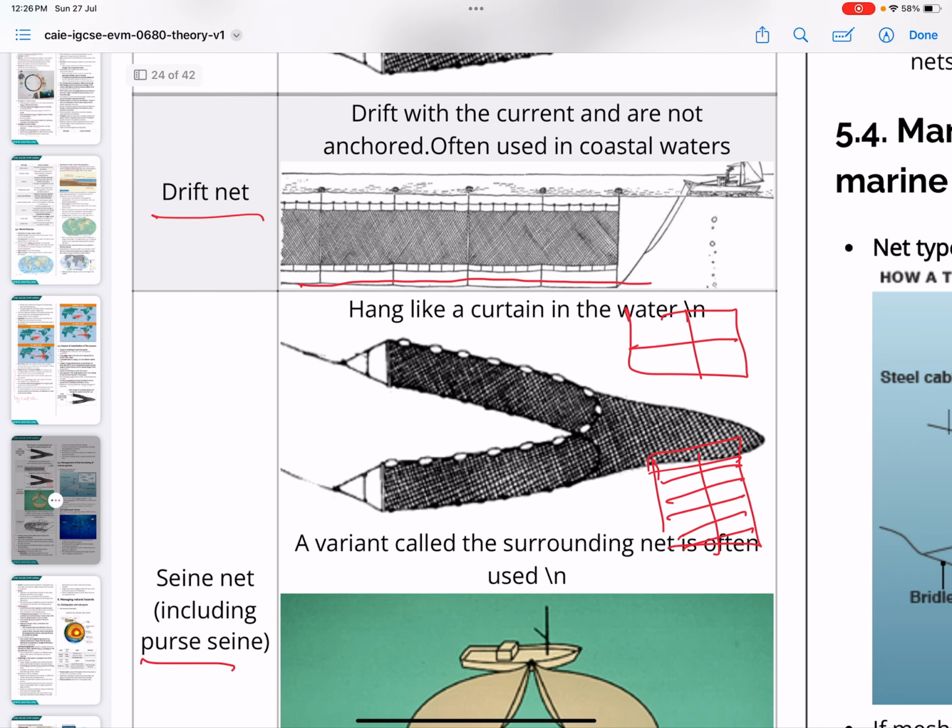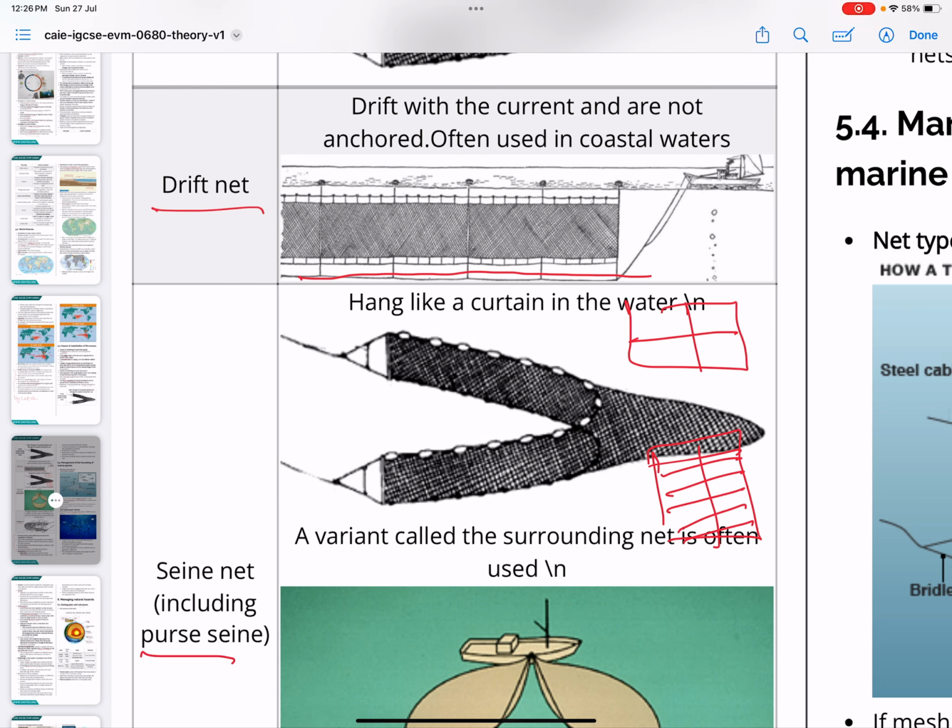The next method that we have is drift net. Now, what is a drift net? Drift nets are tied horizontally like a curtain in the sea. They are suspended in the sea like a curtain, as you can see in the picture. And fish food is attached to these nets. The fish are going to get caught once they pass by. This is called drift net.